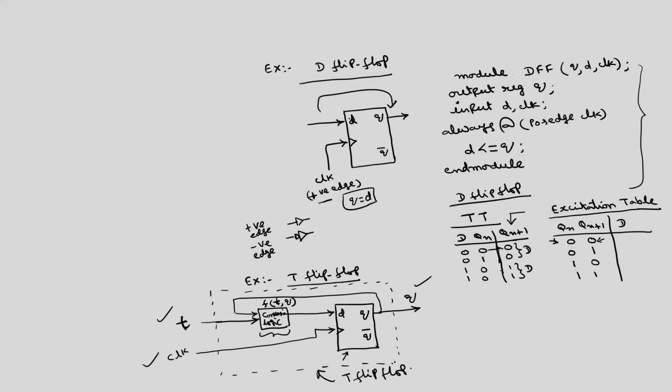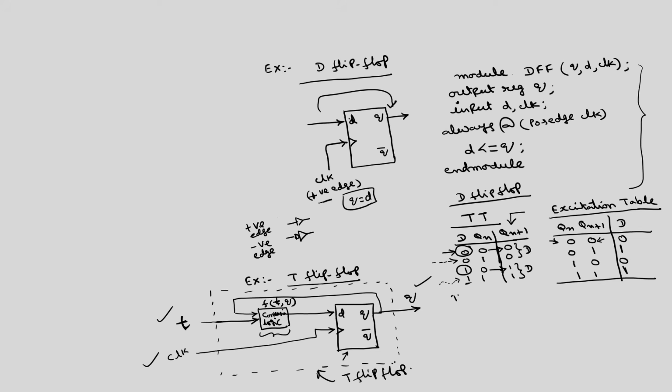You see here the 0 to 0 transition is here. So, the corresponding input D is 0. So, this D is 0. The 0 to 1 transition is here. The corresponding input is 1. So, this is 1. The 1 to 0 transition is here. So, the corresponding input required is 0. The 1 to 1 transition is here, the input required is 1. So, this is simply the excitation table of the D flip flop.